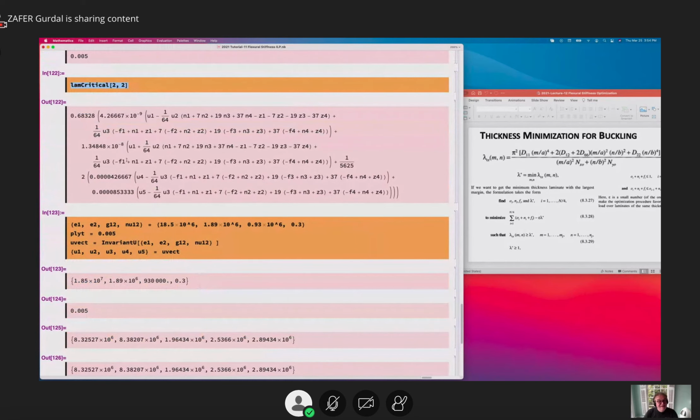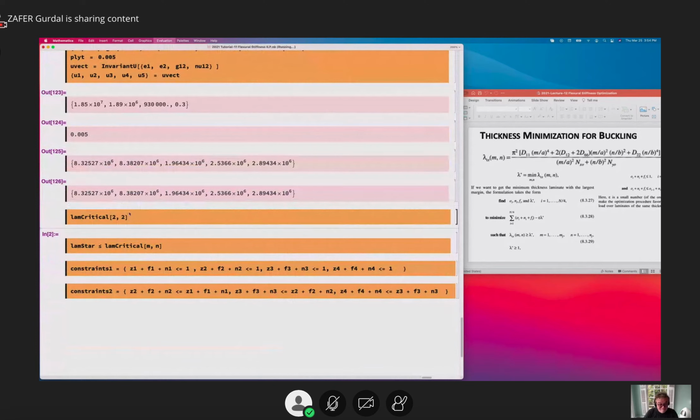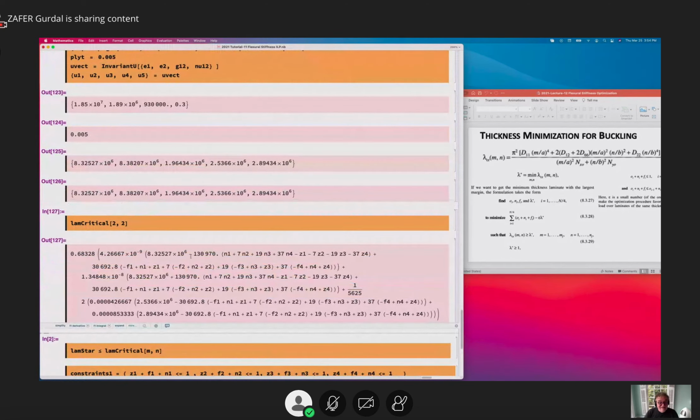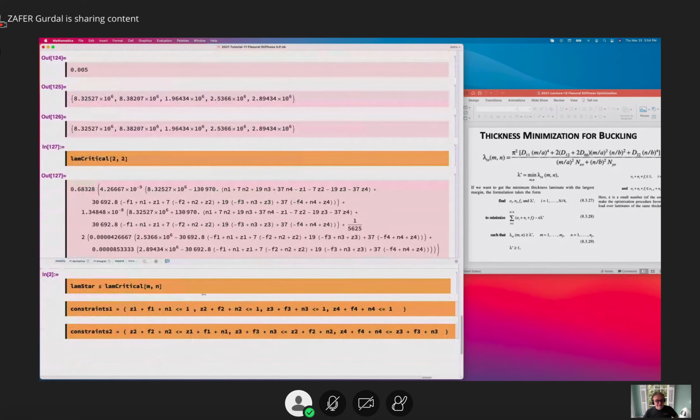Now look at the constraints. It is completely in terms of the variables N's and F's and Z's. All right, we'll need the constraints for each one of these for a set of values M from, let's say, 1 to 5, N equals 1 to 5.